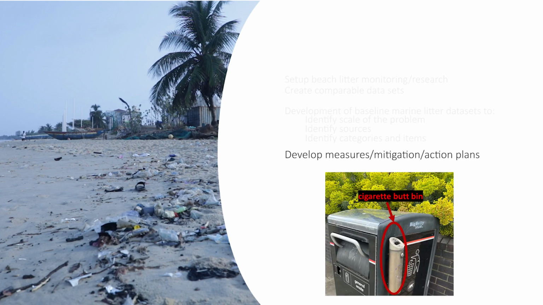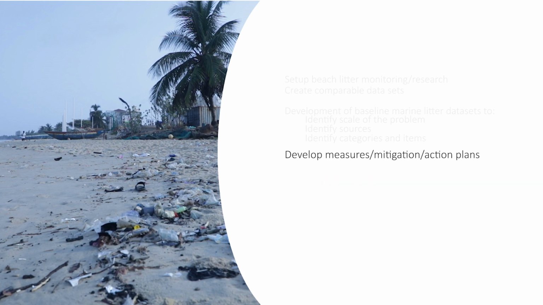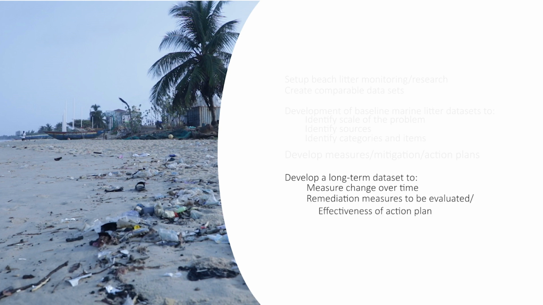To be successful, mitigation measures need to target specific items or sources. To know what actions are most successful, good and comparable data will be needed to guide decisions. Long-term datasets also allow you to measure changes over time, allowing you to see if the amount of litter or specific items increases or decreases. This allows you to see how well the actions that have been put in place are working.